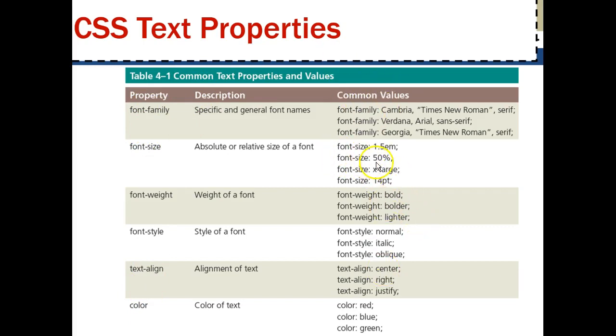So the font size, this is one way of saying it, this is another way of saying it, or you can say it as this. And then, for example, the font style, again, you can use various styles like that. Or the color, again, you can use this. So these are just some common type properties and values that you can see in here.